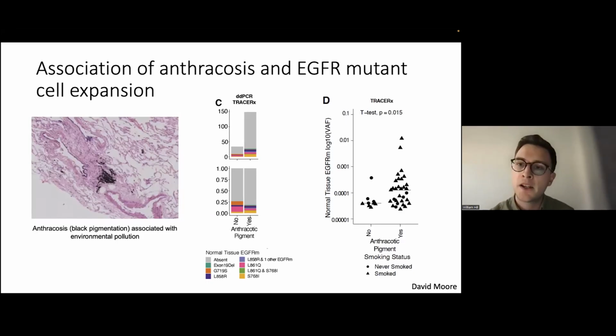But what we did find was that the variant allele frequency of these ultra rare clones was significantly elevated in samples with anthracosis. How we interpret this is that in samples with anthracosis, perhaps those cells are beginning to expand and proliferate.